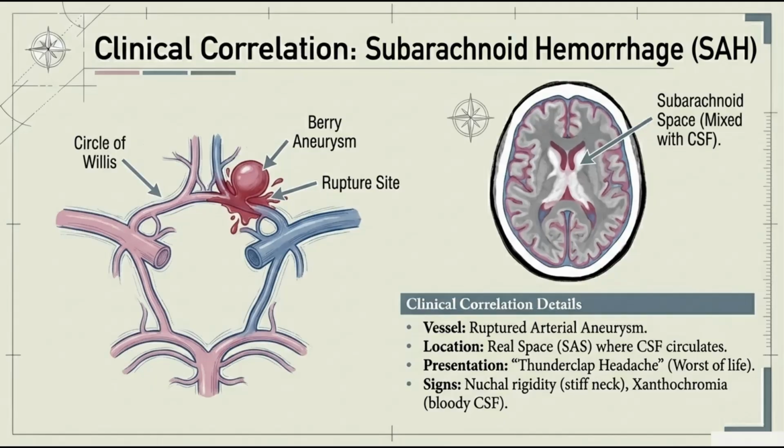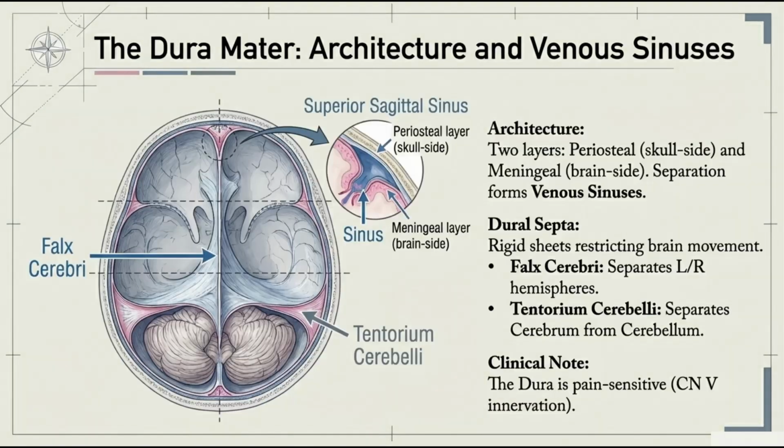Almost there. Slide 14. Dural reflections and sinuses. The dura isn't just a simple bag. It has its own internal architecture. That's right. The inner layer of the dura folds in on itself to create these rigid partitions inside the cranial cavity. It helps to stabilize the brain so it doesn't slosh around too much when you turn your head.